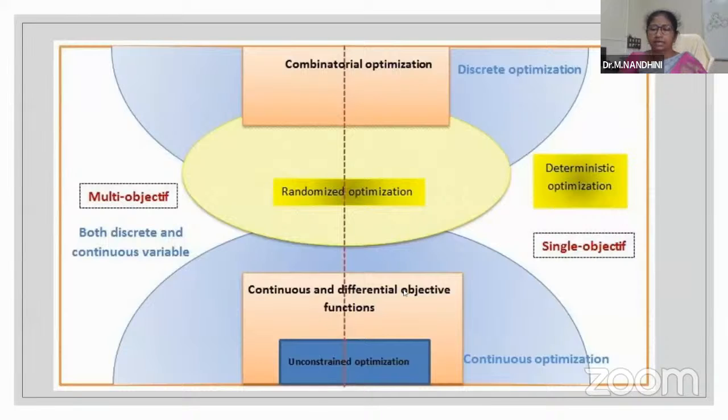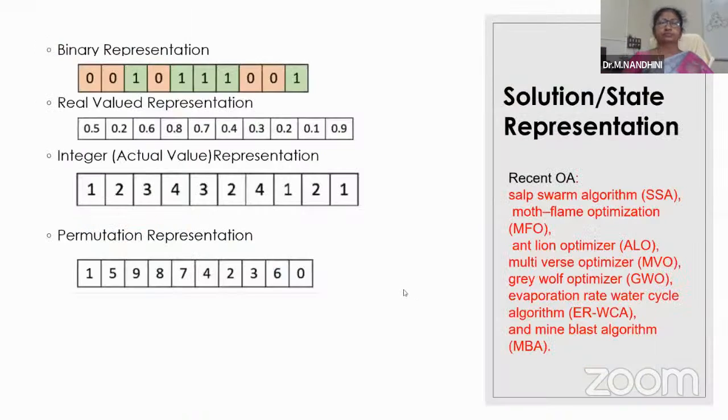Continuous variables can be used with unconstrained and also continuous and differentiable objective functions, and also randomized optimization. If you have a nonlinear constraint with continuous optimization, then you can go for these different types of optimization. From the many available optimizations, finding the best one for the problem is the challenge, that is, mapping the optimization algorithm to the engineering application.